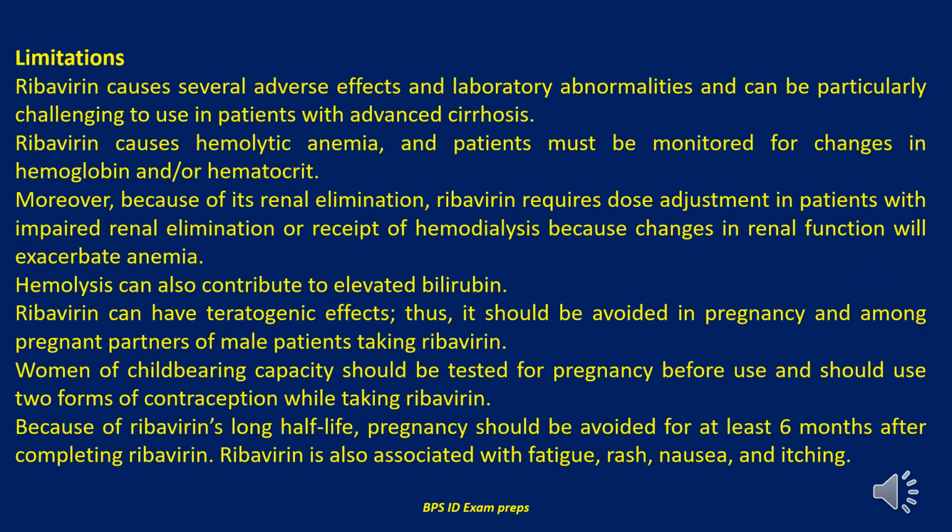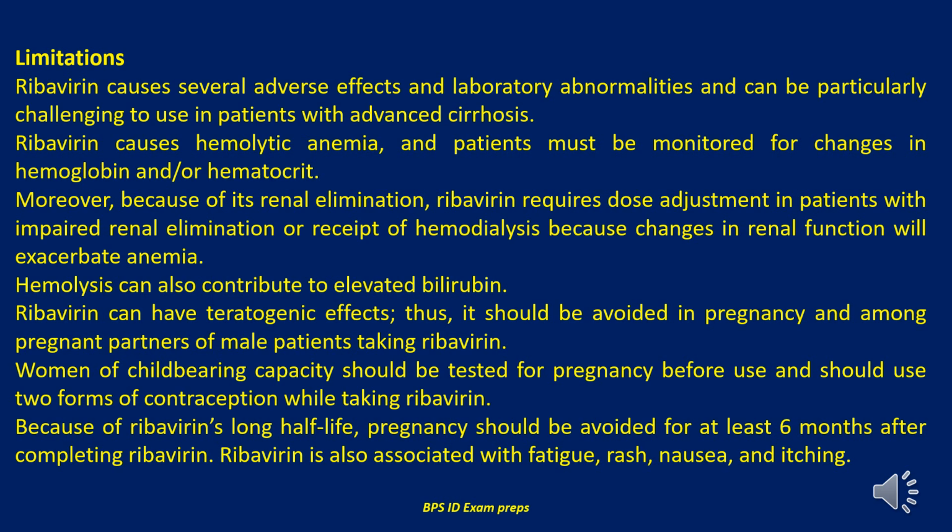Regarding its limitations, ribavirin causes several adverse effects and laboratory abnormalities and can be particularly challenging to use in patients with advanced cirrhosis. Ribavirin causes hemolytic anemia, and patients must be monitored for changes in hemoglobin and/or hematocrit. Moreover, because of its renal elimination, ribavirin requires dose adjustment in patients with impaired renal elimination or receipt of hemodialysis because changes in renal function will exacerbate anemia.